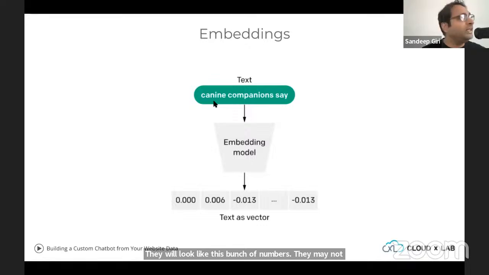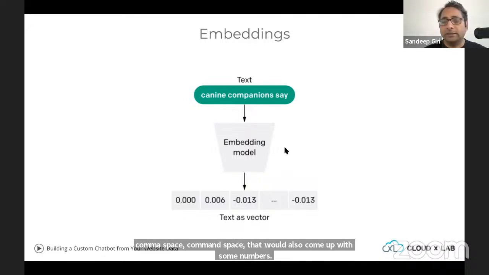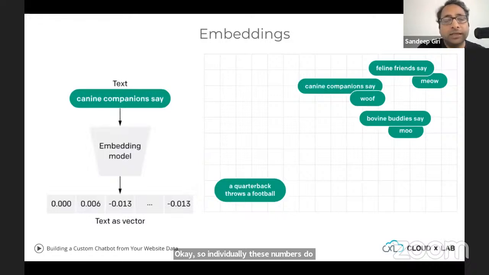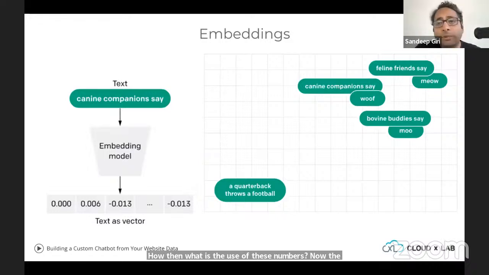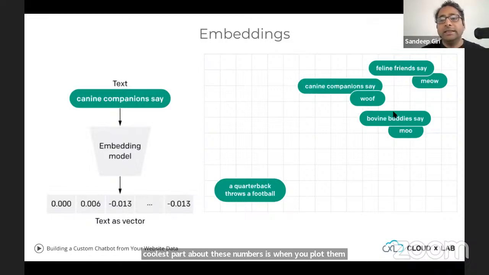For example, if you feed an empty string, do you expect it to be zeros? No. Even for empty text, it will not come out as zeros. It will come out as some random numbers. Or if you feed space, comma, space, comma, that would also come out with some numbers. So individually, these numbers do not make sense. Then what is the use of these numbers? The coolest part about these numbers is when you plot them, you will find that similar things end up getting together.